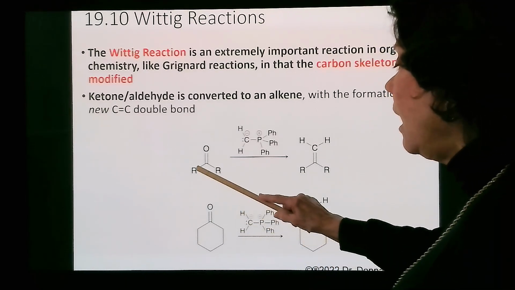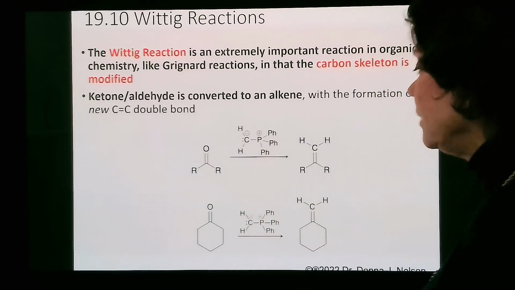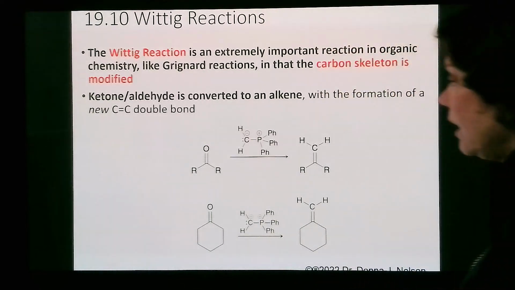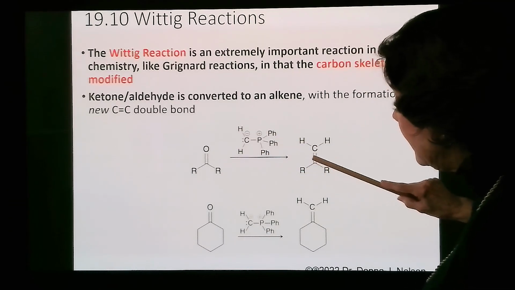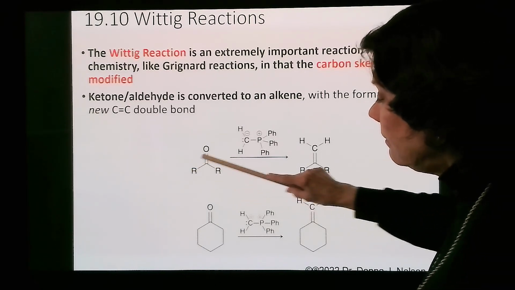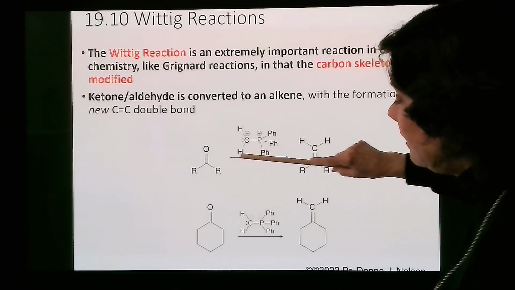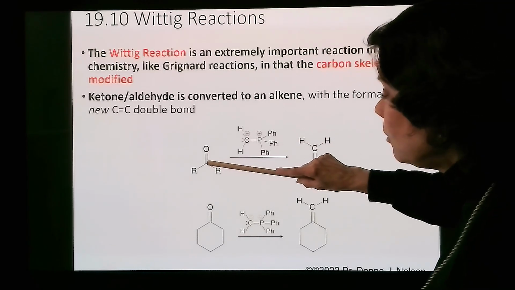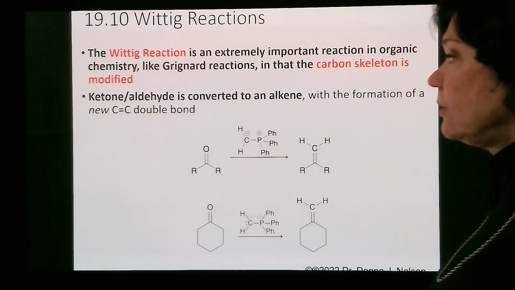And so here you have, for convenience, a symmetrical ketone, another symmetrical ketone. Either one of these can react with the Wittig reagent, and notice the product is an alkene, and it simply looks like these two parts. This part of the ketone is reproduced over here, and this part of the Wittig reagent is reproduced over here. And so the new pi bond is formed between those two carbons.